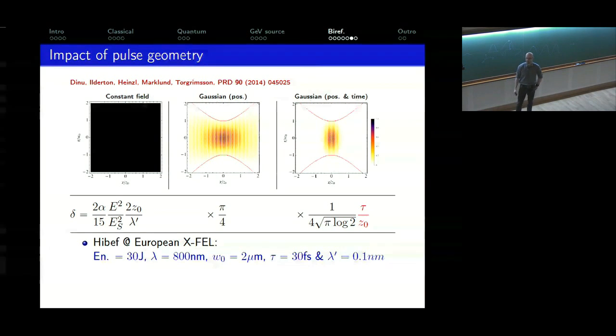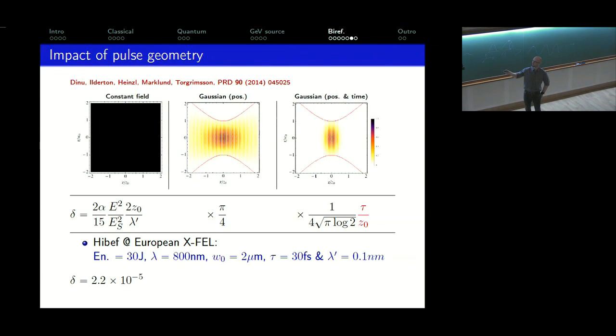There are plans to measure vacuum birefringence at the HiBEF facility in Hamburg. Their laser has a total energy of 30 joules, wavelength 800 nanometers, pulse duration 30 femtoseconds. From these parameters, you can work out what z_0 is. Lambda prime is about 0.1 nanometer. Take these numbers and plug them in. And for the constant field case, you get 2.2 times 10^-5. Well, that's right. We estimated on the previous slide that it was going to be 10^-5. That's okay. So this is at the edge of what could possibly be measured.